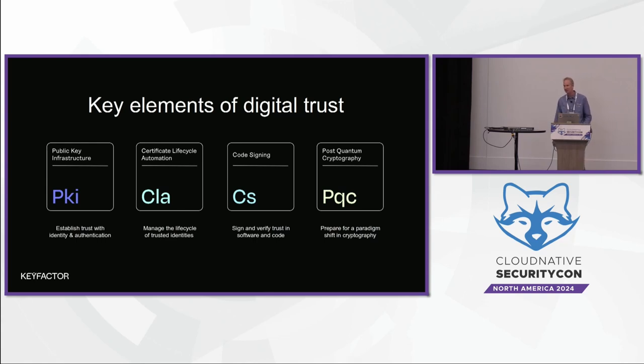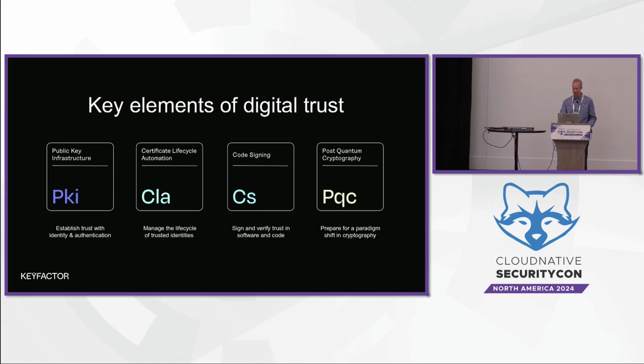So we saw already in the keynote there was talk about certificates and PKI, etc. The key elements of digital trust, for us, are PKI, certificate lifecycle management, code signing, which of course is a lot of stuff going around right now in the cloud native forum, and of course post-quantum cryptography, which is what I'm here to speak about today. So how many of you know about post-quantum cryptography?